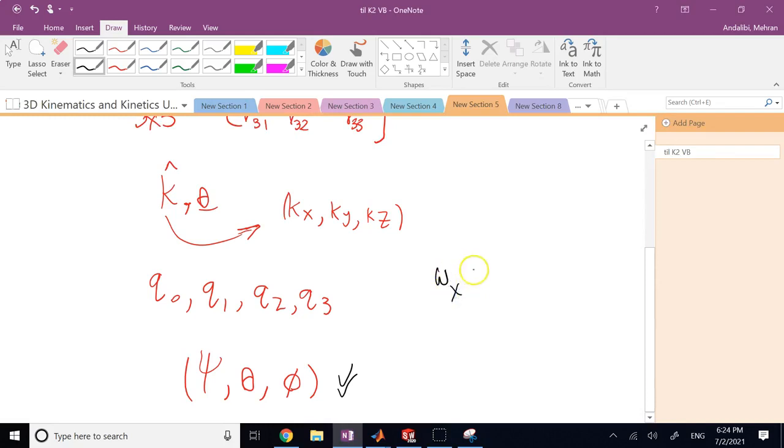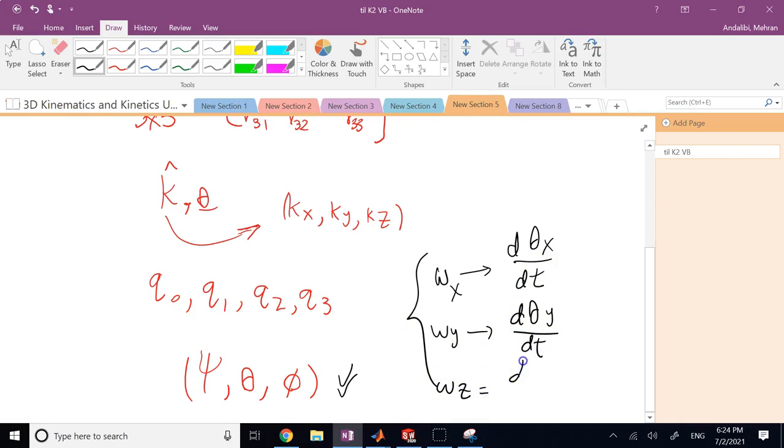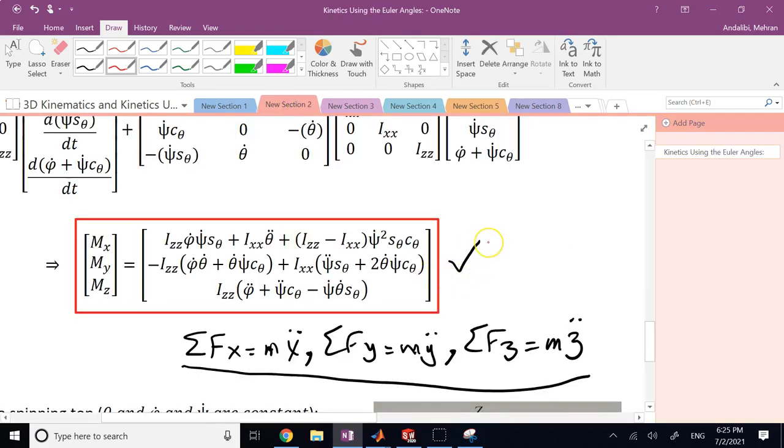That omega x is d theta x over dt. Omega y was d theta y over dt. And omega z was d theta z over dt, where these theta values are absolute angles of the frame attached to the rigid body, measured from the absolute or inertial frame, okay? They are not intermediate angles, they are absolute angles. They are not intrinsic, they are extrinsic. And so the form of the equations is going to be a little bit different. But here with the Euler angles, you clearly see that I get this form.